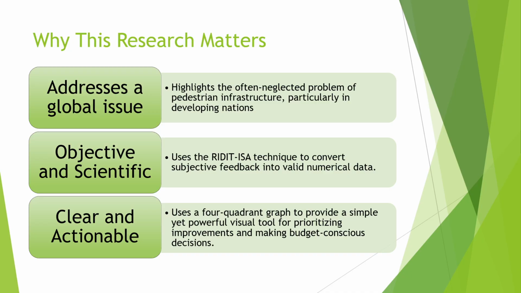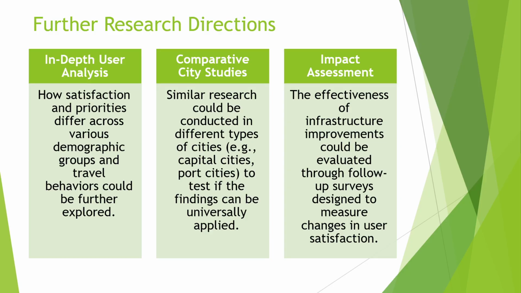The research uses a 4-quadrant graph, which we just saw, to provide a simple yet powerful visual tool for prioritizing improvements and making budget-conscious decisions. So the planner or authority can easily find where they should invest most of the budget.